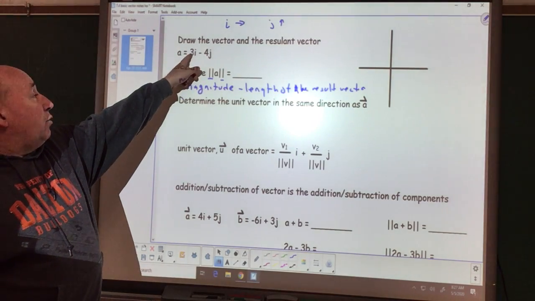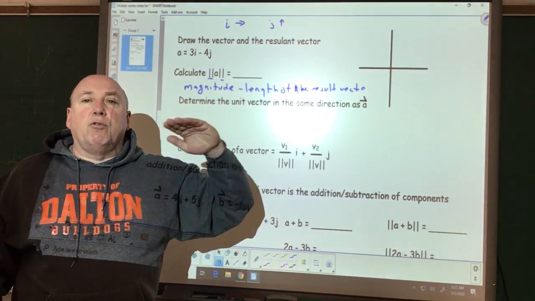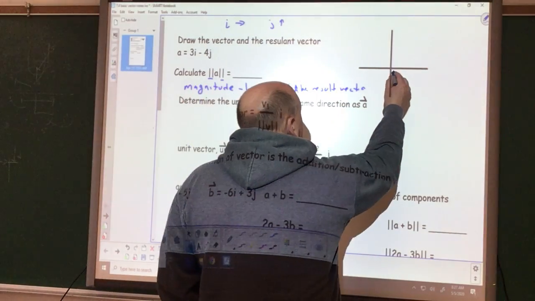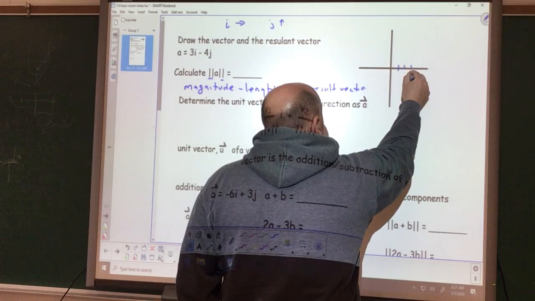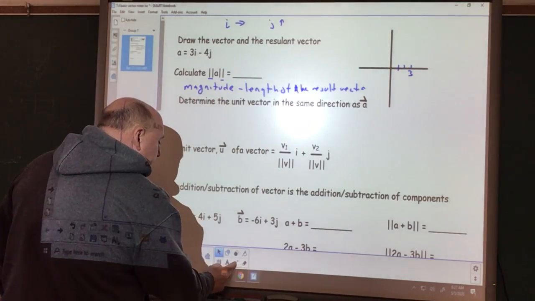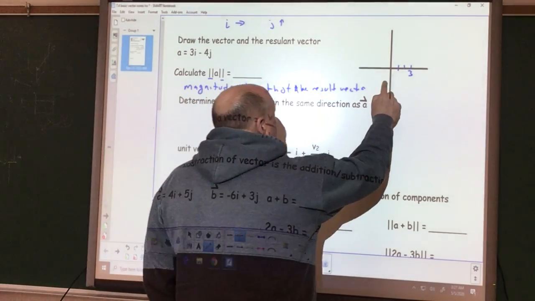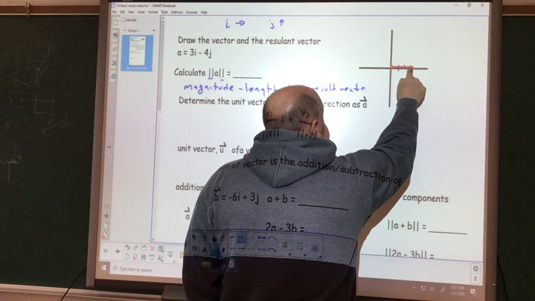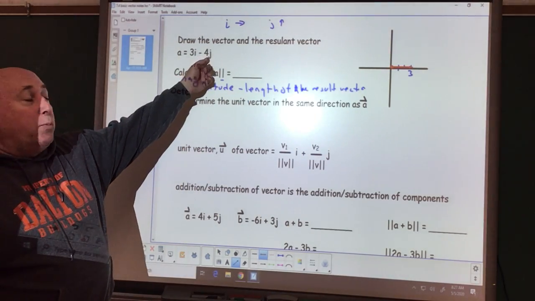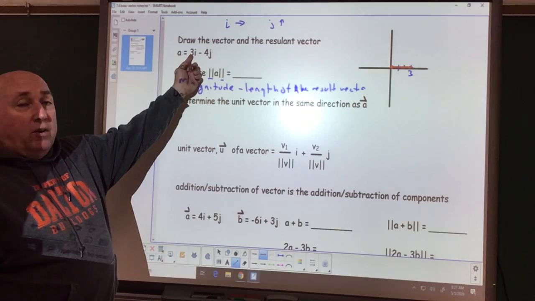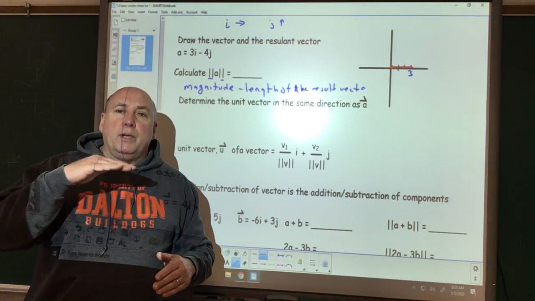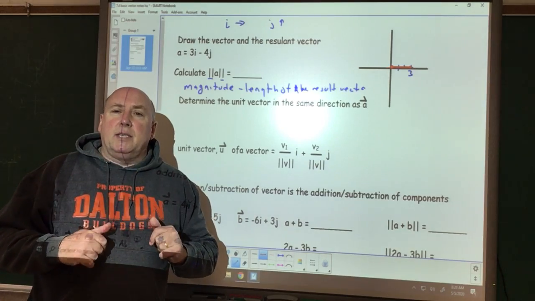So this is 3 in the i direction. We have 3 i's going out. So we're going to go horizontally 3 units out to this point. And at this point, we're going to stop the first and we're going to start the second. Remember, addition of vectors, wherever we stop the first, we begin the second.